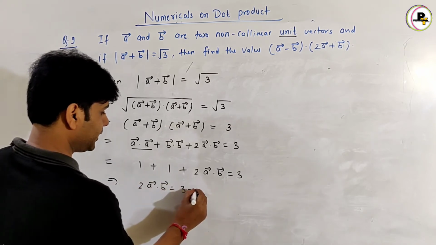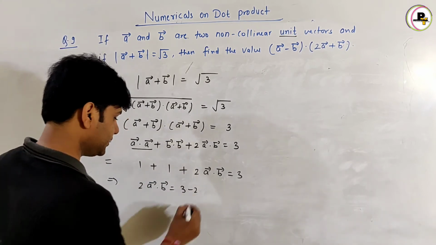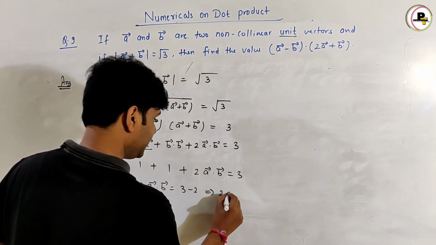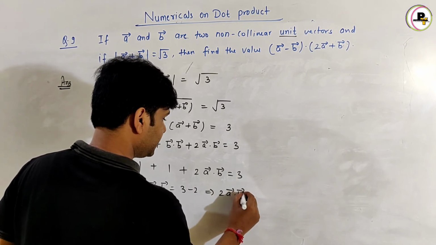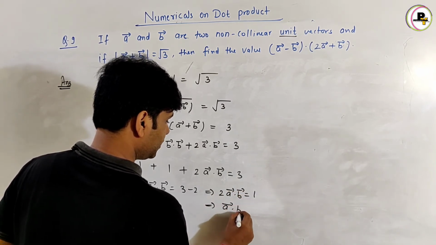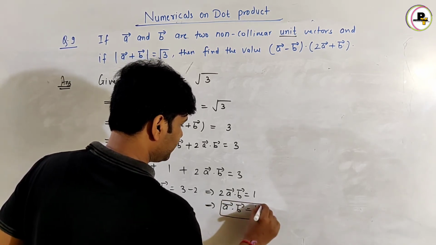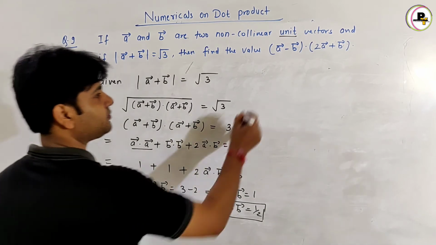1 plus 1 is 2, and on the other side it will be minus. Therefore I get 2 A vector dot B vector is equal to 1, and therefore I get A vector dot B vector is equal to 1 by 2. This is the value of A vector dot B vector.